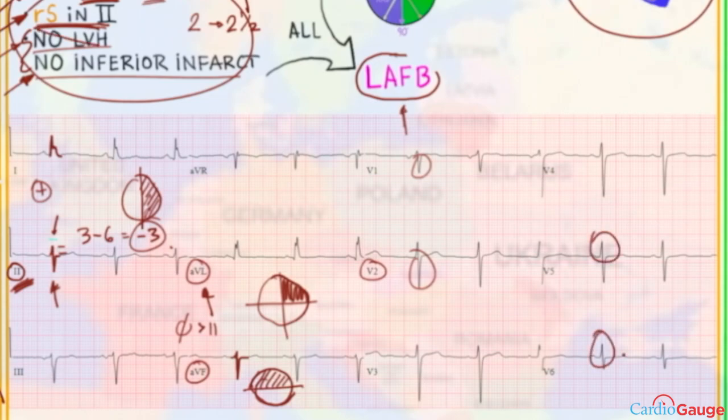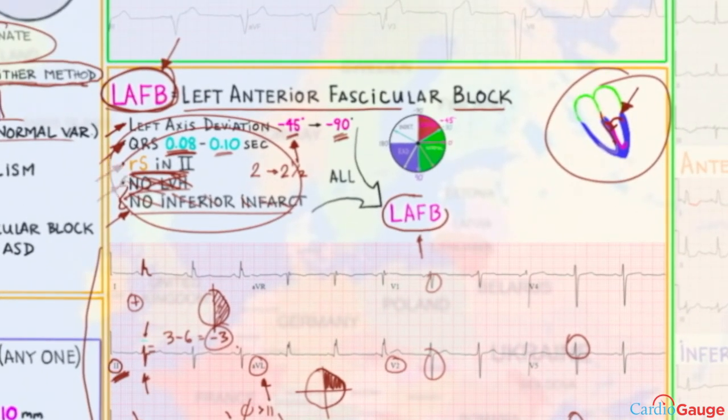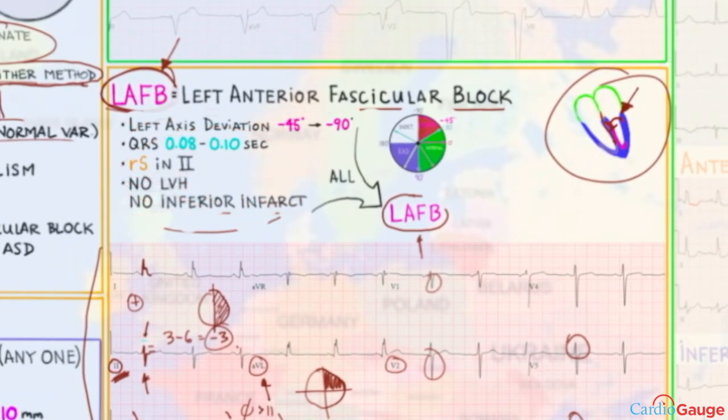So there's no LVH. And then there's no Q waves here in 3 and F. These are little R waves, so there's no inferior infarct. And since all these criteria are met here, we're going to call it left anterior fascicular block.